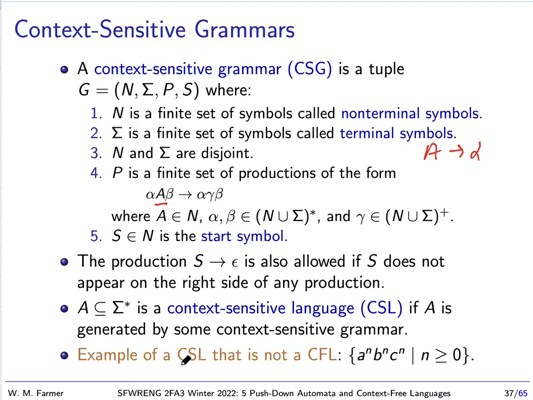And we have an example of a context-sensitive language. That's this language A to the n, B to the n, C to the n. Just a moment ago, we showed that this language is not context-free, and I'm making the claim it is context-sensitive.